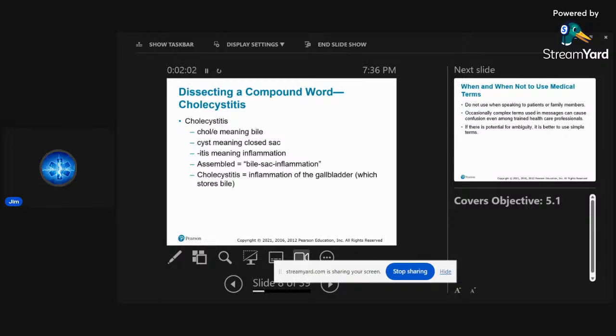Dissecting a compound word: cholecystitis. Chole meaning bile, cyst meaning sac, itis meaning inflammation. So, assembled, bile sac inflammation. So cholecystitis is inflammation of the gallbladder.